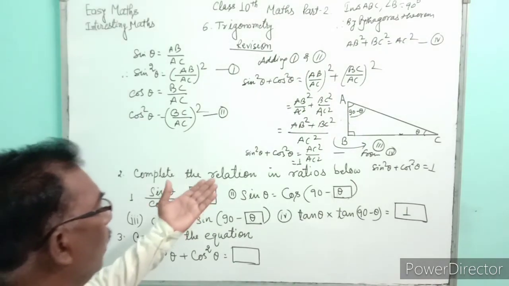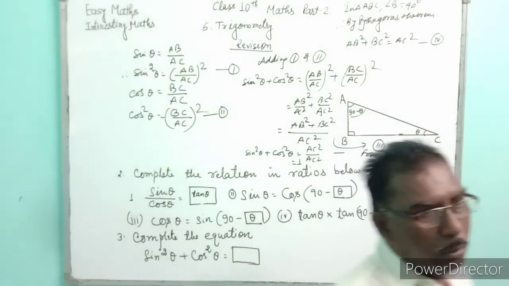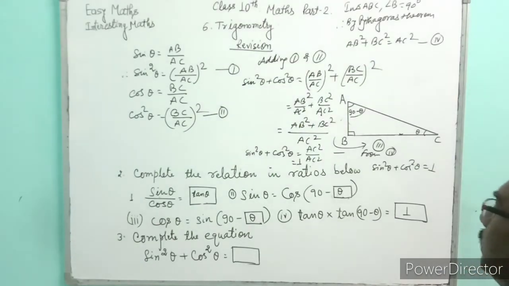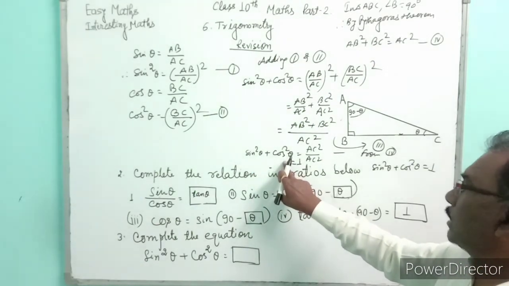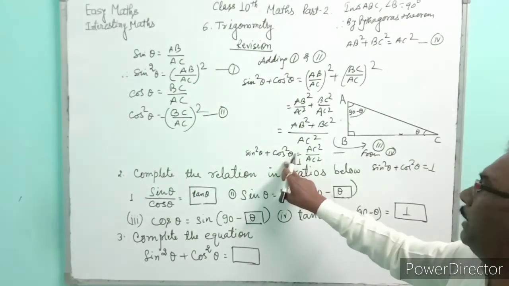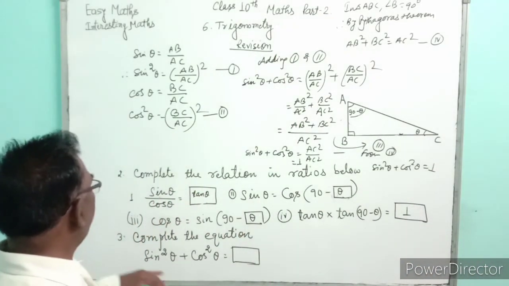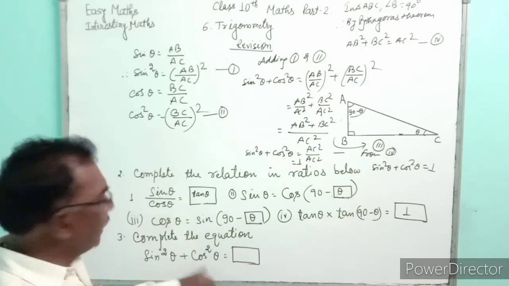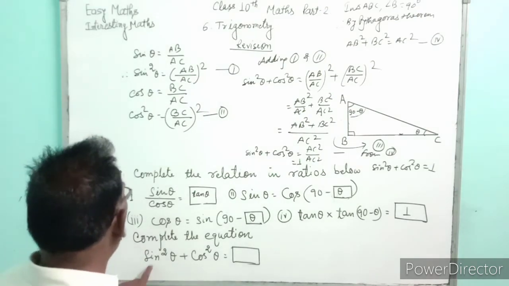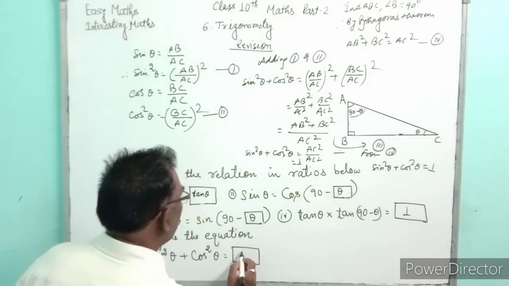So here we have found the value of sin square theta plus cos square theta and it is 1. Therefore we complete the given equation in question number 3. Sin square theta plus cos square theta is equal to 1.